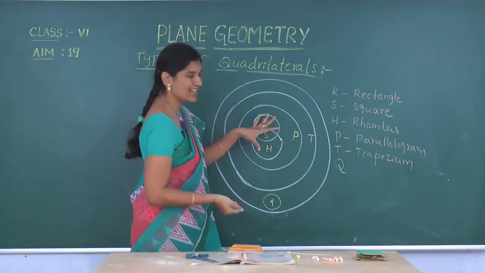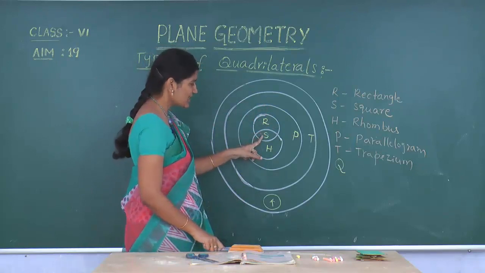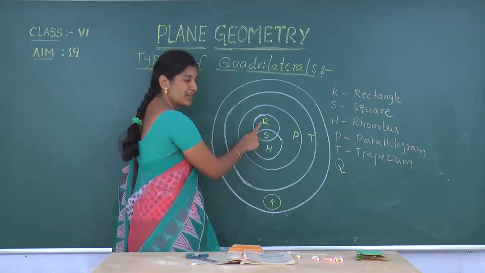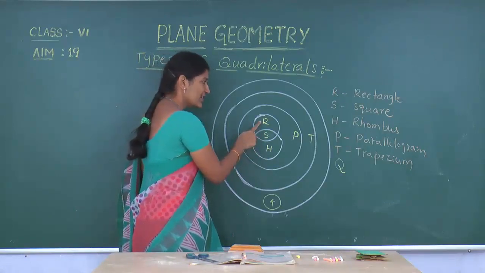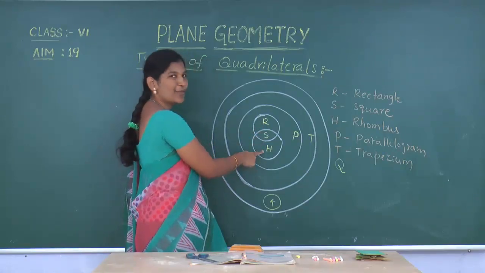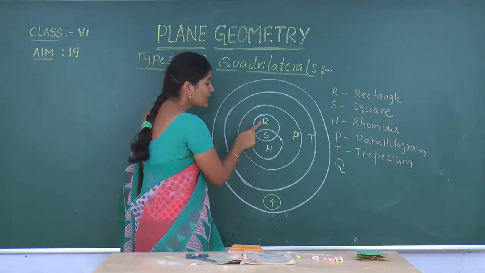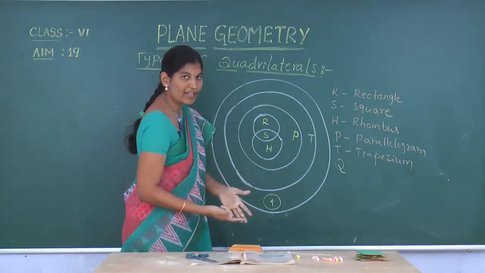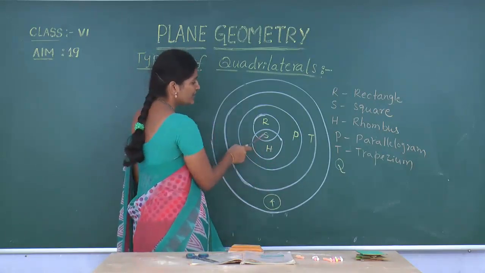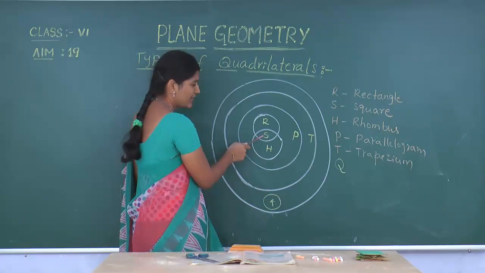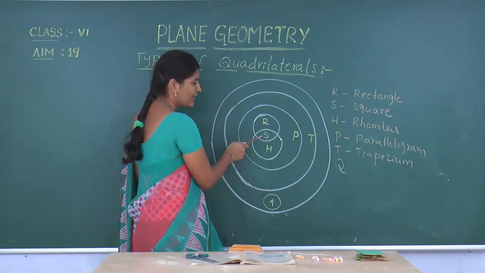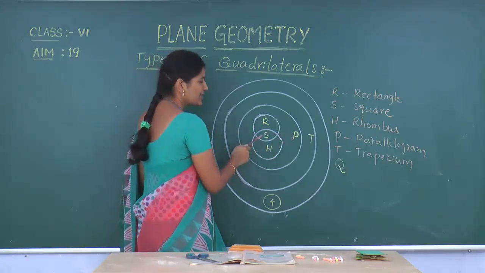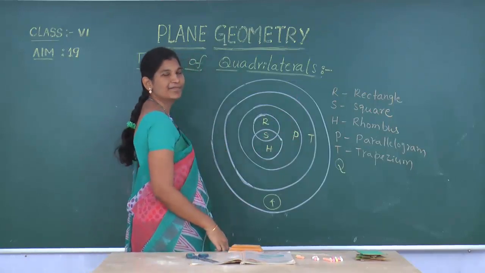By seeing this figure, what can we understand? Observe here, square is in the middle, which means every square is a rhombus, every square is a rectangle, and we can say every rhombus is a parallelogram. Let me explain how I am coming to this. Once again observe, this is the square. First let me go with the square. Every square is a rectangle, every square is a rhombus, every square is a parallelogram, every square is a trapezium. Like that we can say.